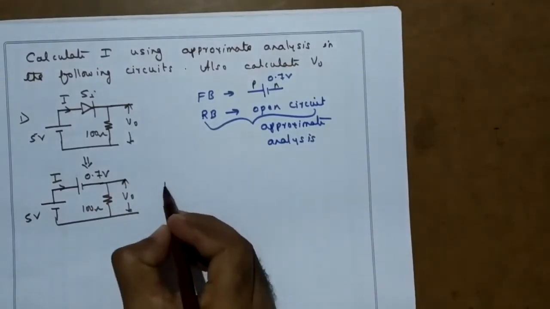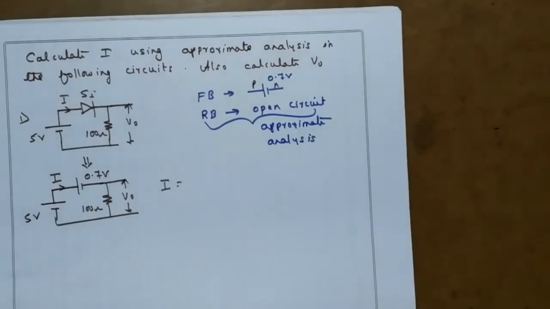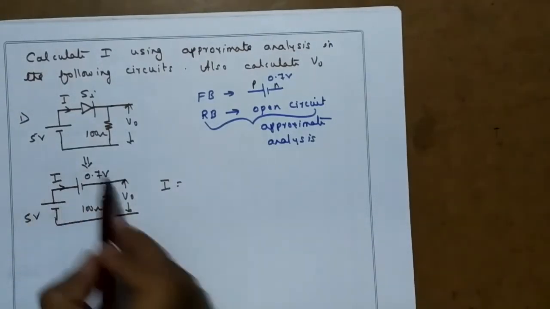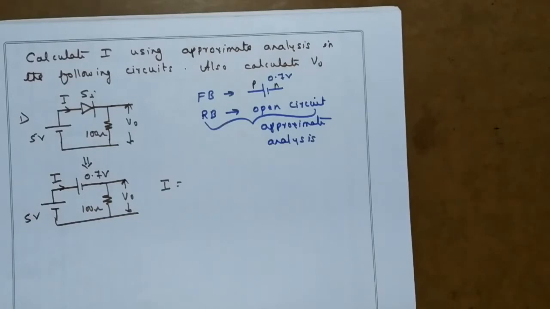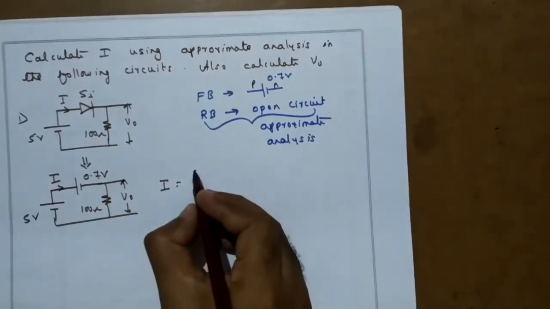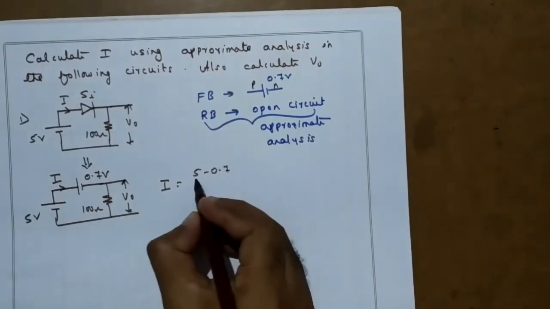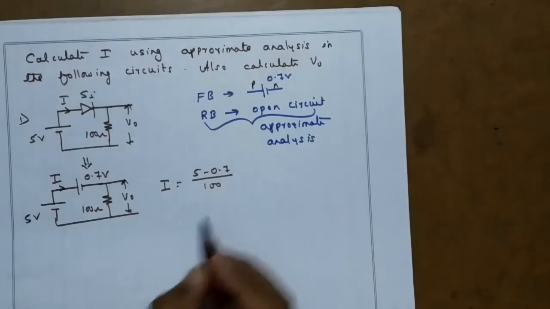What is current I? I is equal to V by R. So here there is only one loop, there is no current divides. So it is only one loop. Now in one loop, I equal to V by R. What is V? V is 5 minus 0.7 divided by 100 ohm.